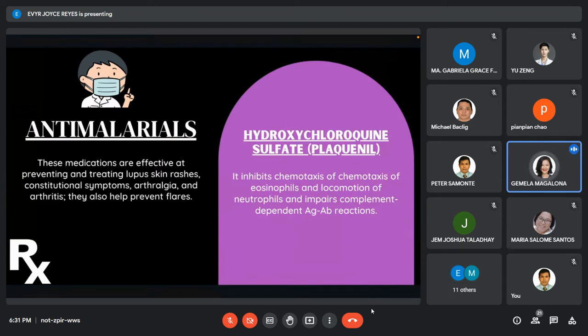We have the antimalarials. These medications are effective at preventing and treating lupus skin rashes, constitutional symptoms, arthralgia, and arthritis. They also help prevent flares. An example of this is hydroxychloroquine sulfate, which inhibits chemotaxis of eosinophils and locomotion of neutrophils and impairs complement-dependent antigen and antibody reaction.